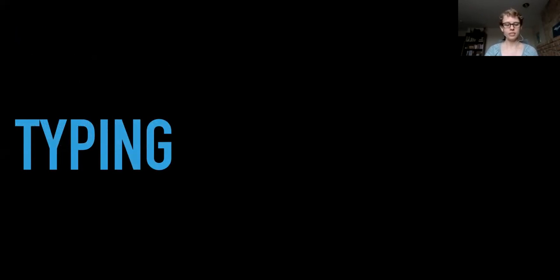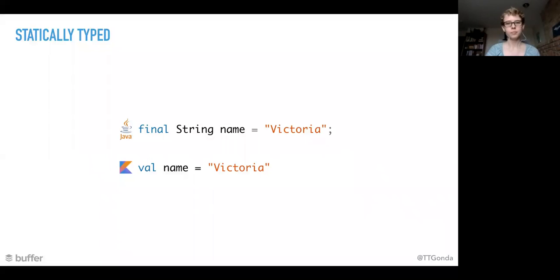So, starting with the typing. Kotlin is statically typed and similar to Java, but where it differs is that it's also inferred. So instead of saying String name and then putting the string, I have Victoria here, you can just say name equals Victoria. And notice here in the Java example, we have final. When you use val in Kotlin, that makes it a read-only property. That's why I have the final in Java, to make it equivalent. If we wanted this to be a read-write property, we would use var.